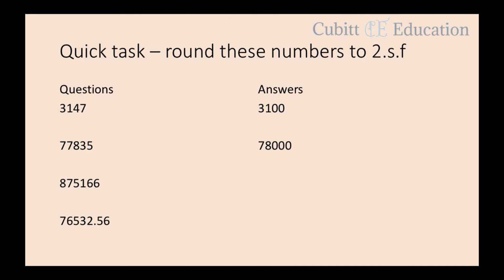875,166. It's the 87 that we want to keep, but the 7 will change to an 8 because the number next to it is 5 or above. So that's 880,000. Finally, 76,532. We want to keep the 7 and the 6, but because the number next to the 6 is a 5 or above, we need to change it to a 7. So you will have 77,000.